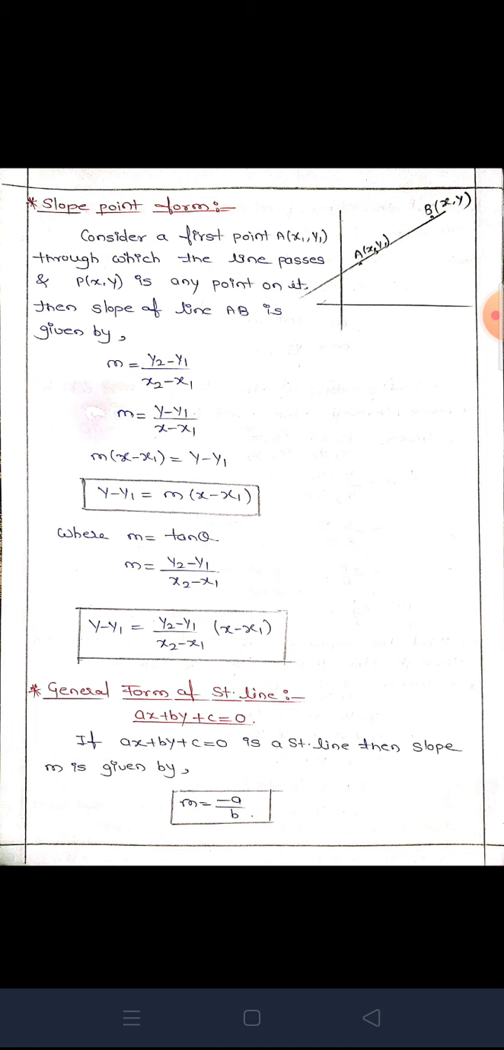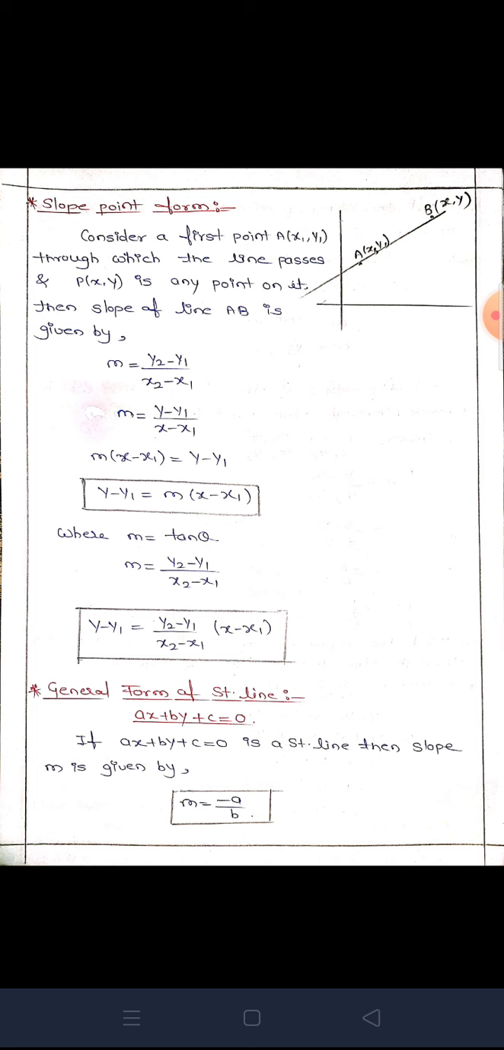Okay, where m is nothing but the slope of the straight line. It can be given as m is equal to tan theta, or m is equal to (y2 minus y1) divided by (x2 minus x1). I have given there two equations of a line.